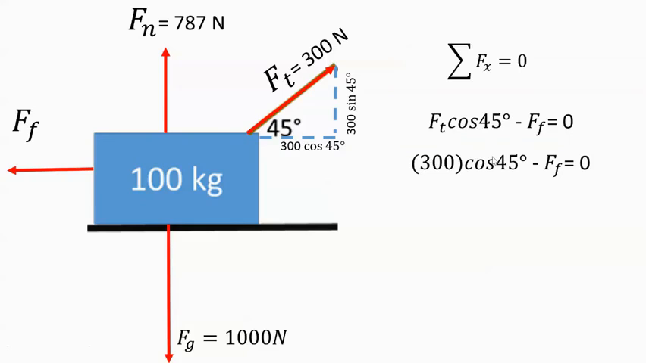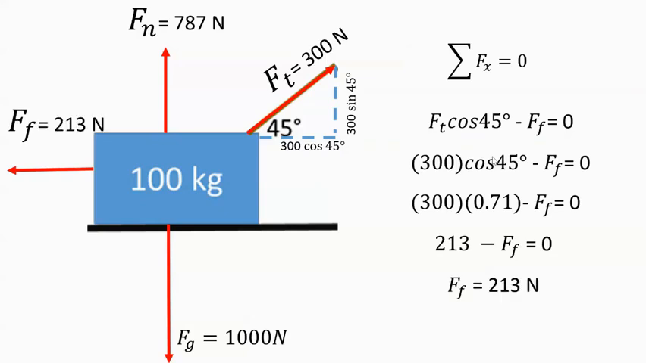Then we put numbers in and solve as much as we can. Once we do the algebra, you'll see that the force of friction has to be 213 newtons. So that is how you would do the box on a string.